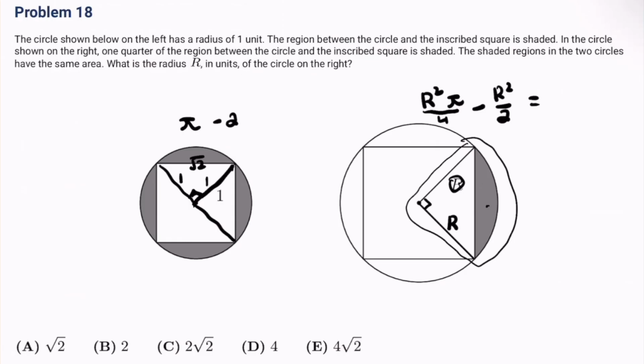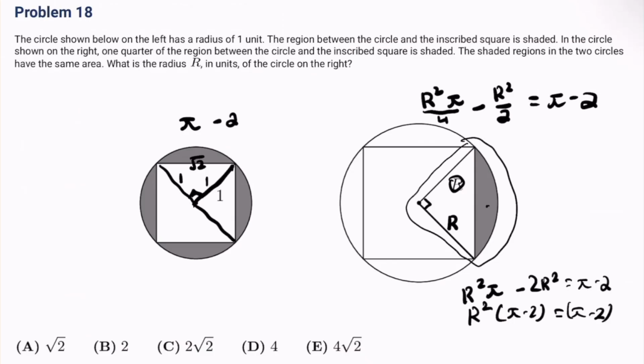And we set this equal to pi minus 2. Now, if we solve this, we multiply both sides by 4, which gives us r squared pi minus 2r squared equals pi minus 2. Okay, so since this is equal to pi minus 2, we can start putting in some values. Let's try to take the r squared out. r squared times pi minus 2 is equal to pi minus 2. So r squared equals 1.